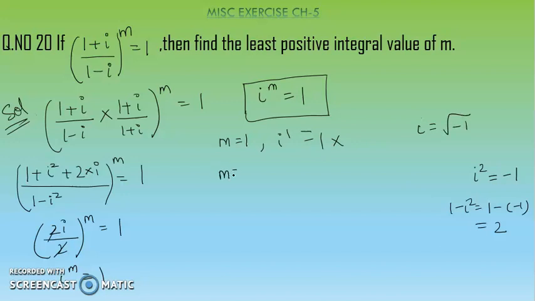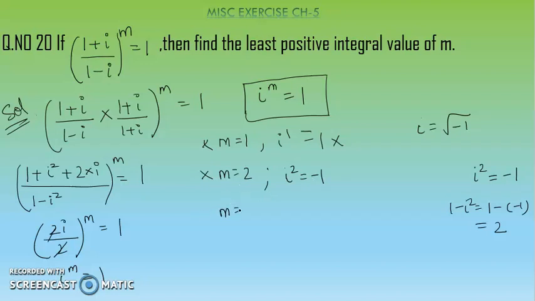If I take m is equal to 2, and substitute m is equal to 2, I will get i square is equal to minus 1. But it is given i raised to the power m is equal to 1, and here I am getting negative 1, so I cannot take this also. I cannot substitute m is equal to 1, I cannot substitute m is equal to 2. Okay, this is for your explanation.